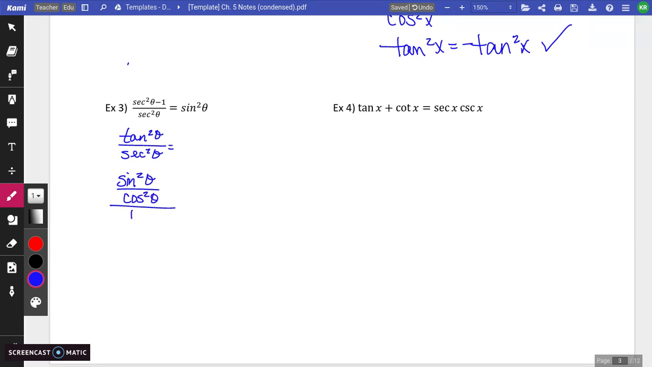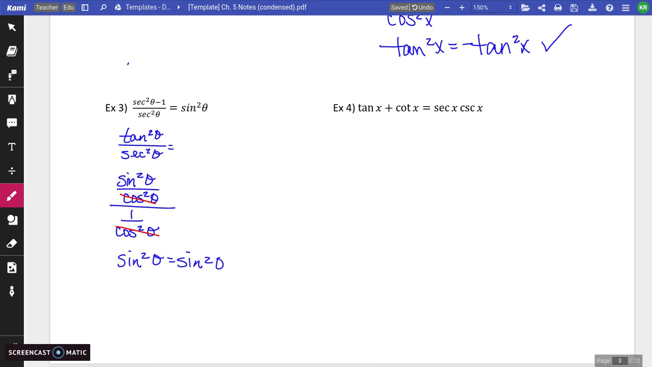So I'm going to end up with a complex fraction. But in your complex fraction, if the denominators of your fractions are the same, those can be reduced. And then what I have left is sine squared theta. So that equals what I was going for. So I am finished with that one.